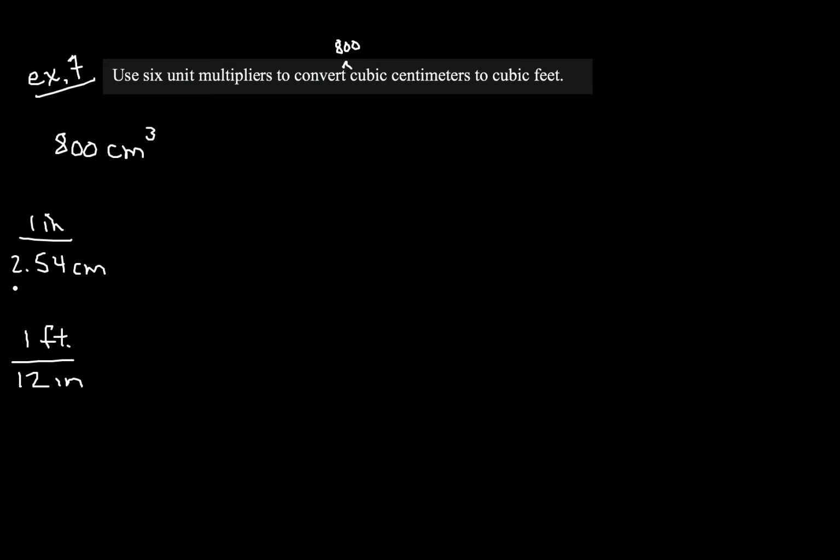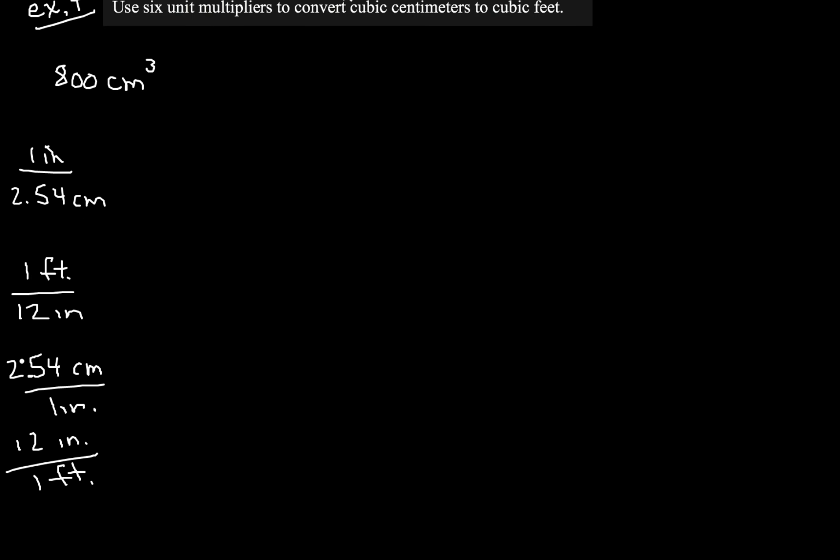Now you can rewrite these either way. You can write 2.54 centimeters per 1 inch, and you can also write 12 inches in 1 foot. You have to pick which one you want to use when you do these problems. So here we go. We need 6. I'm going to have to write small. 1, 2, 3, 4, 5, 6. I got them all in.